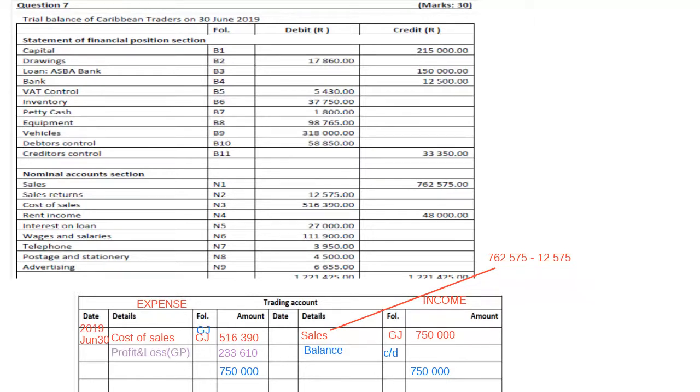GP means gross profit. Guys, this GP doesn't mean Gauteng province. It means gross profit. But don't write gross profit only, because if you write gross profit only, you will lose marks. Can you see now? This amount is the one that is going to be transferred to the profit and loss account. Remember, from the trading account is then that we go and transfer to the profit and loss account.